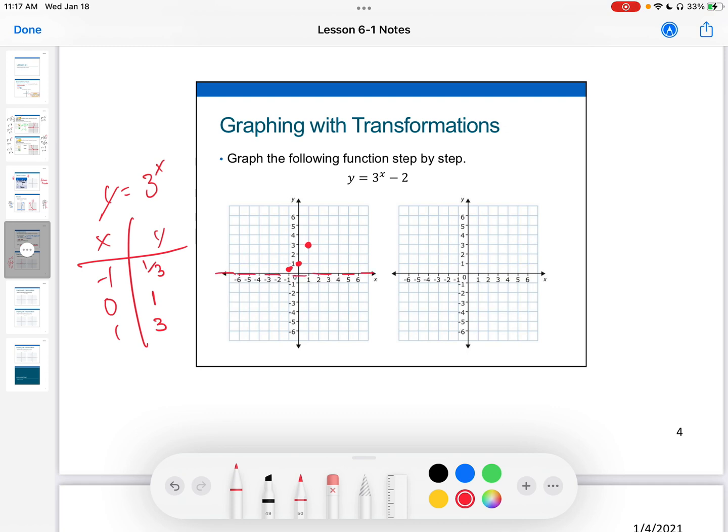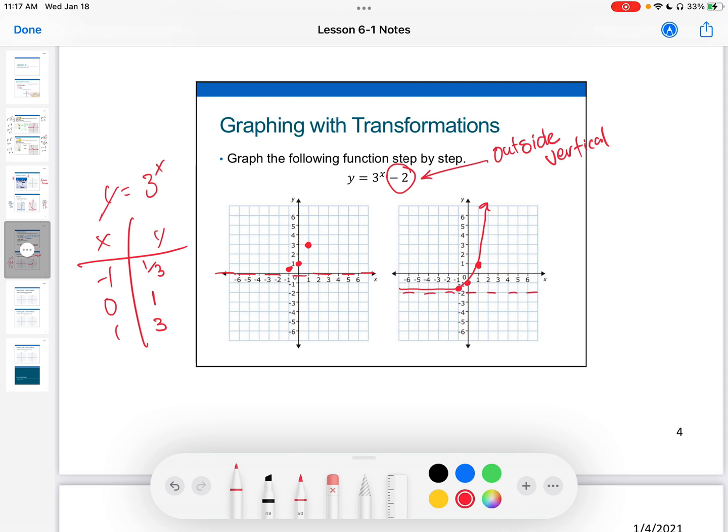Now, where is that -2 at? That -2 is not up in the exponent. So this would be on the outside, which means that it is vertical. Remember, on the outside, we do what we're supposed to do. So each of my points moves down 2 spots. My horizontal asymptote will also move down 2 spots.